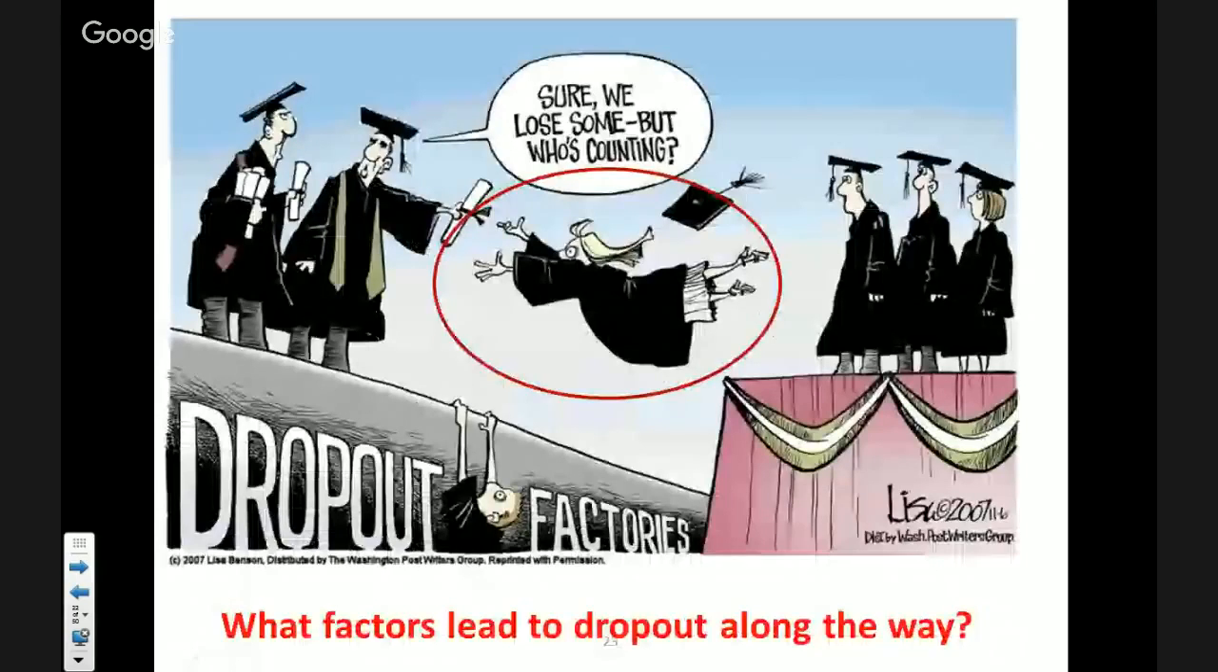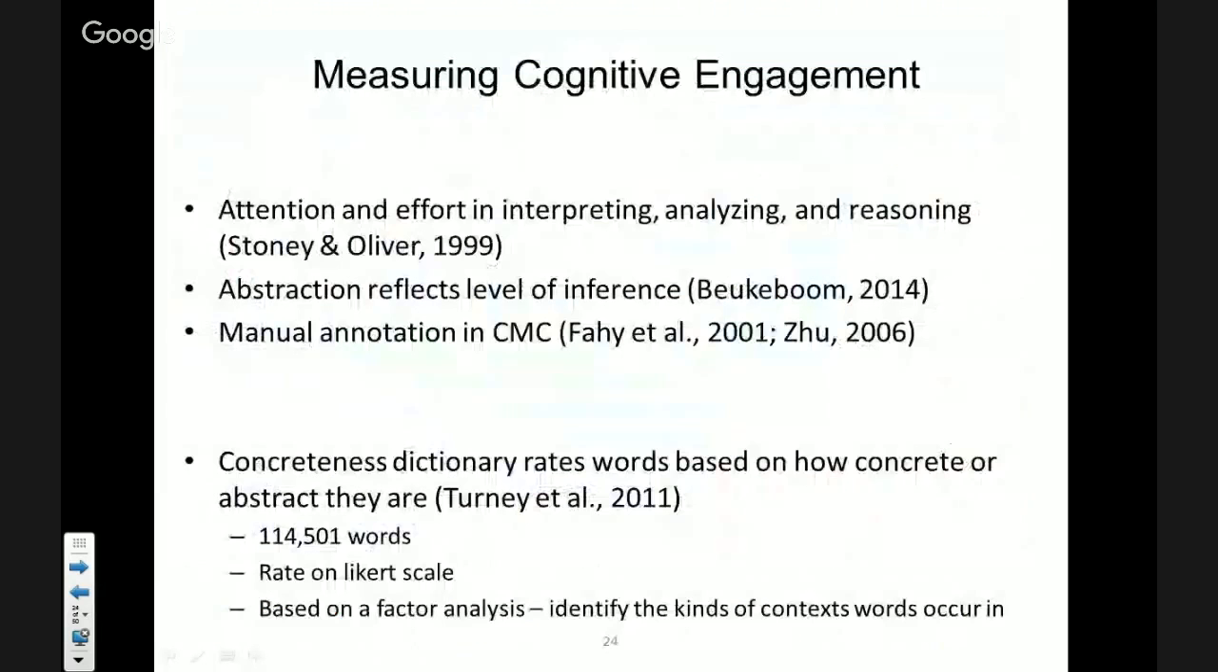So there's been a lot of work on trying to identify the factors that make predictions about dropout over time in MOOCs, and some of our work has focused on making those predictions based on discussion forum data. And building off of this idea of transactivity, we've looked for, among other things, indicators of cognitive engagement in student participation in the discussion forums.